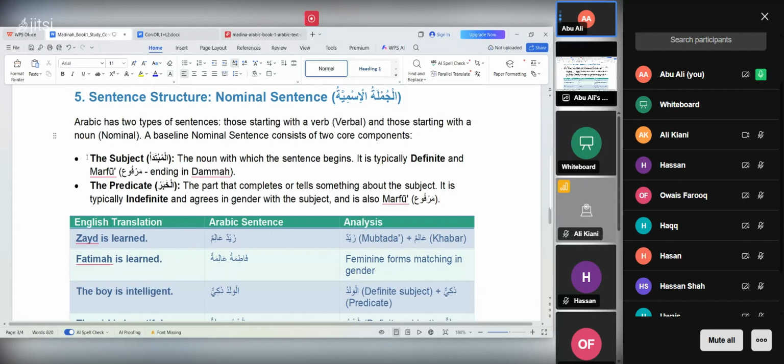So the subject begins the sentence. It's definite. It could be ismu alam, Muhammad. It could be something that is defined by al-tarif, al-kitabu. It could be something that is defined by something else. It could be a pronoun.